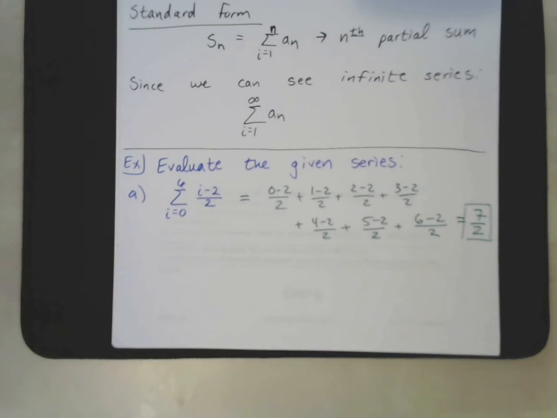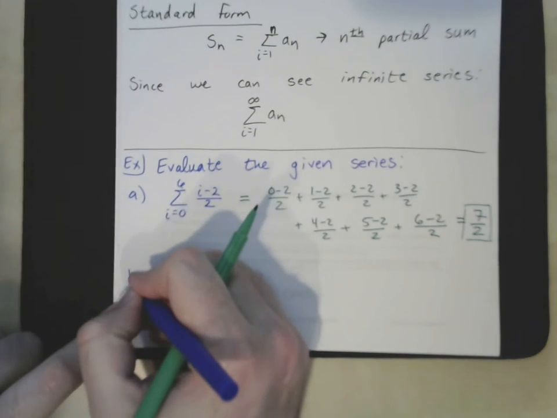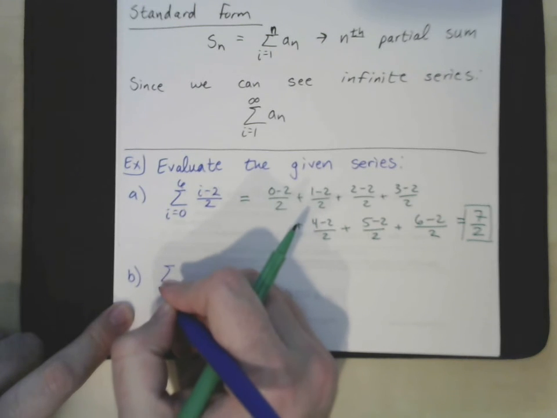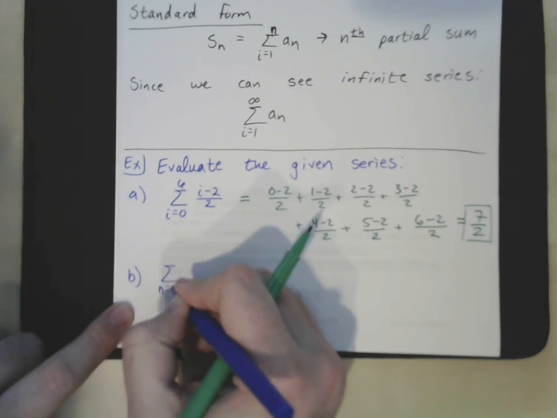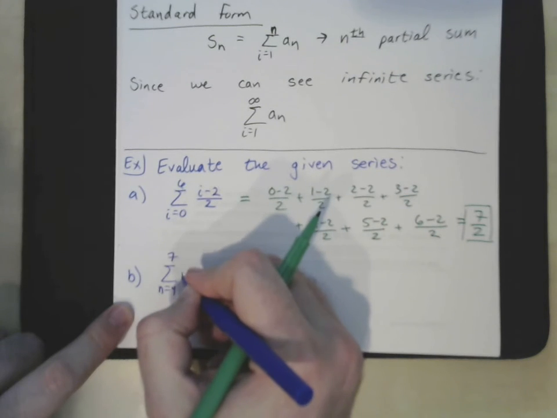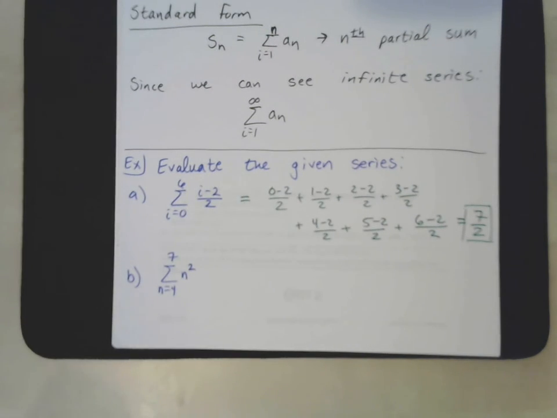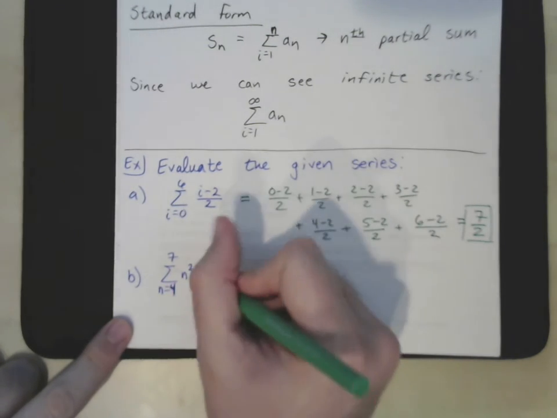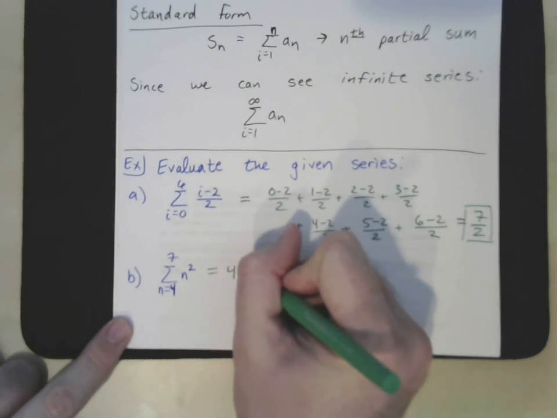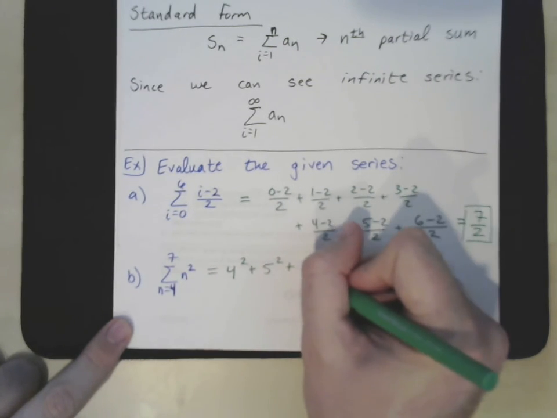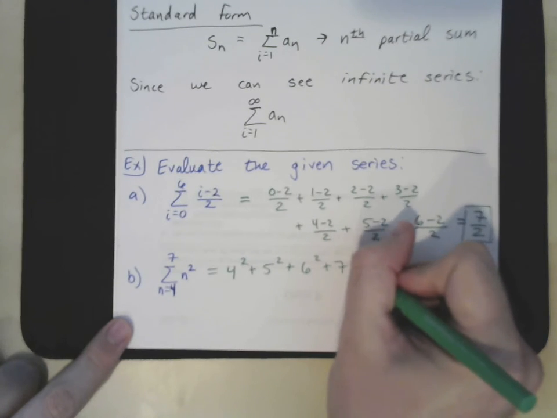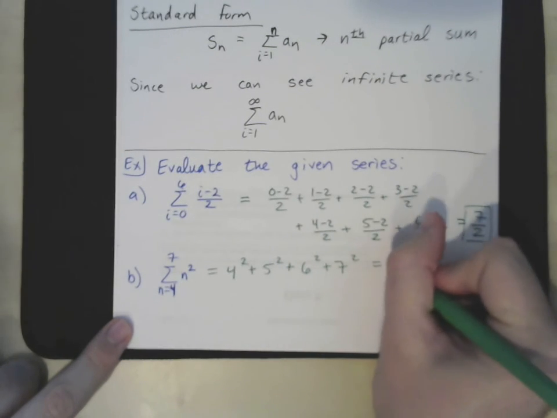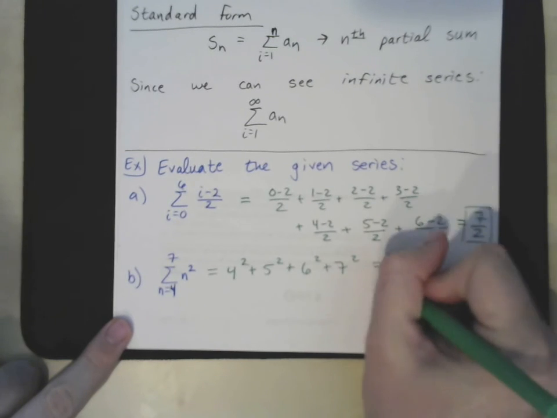So I said that we could start at any number. In part B, we're going to evaluate the sum from n equals 4 to 7 of n squared. So now we're going to start at 4. We're going to keep changing n until we get to 7. So this is 4 squared plus 5 squared plus 6 squared plus 7 squared. And when that's all added up, we get 126.